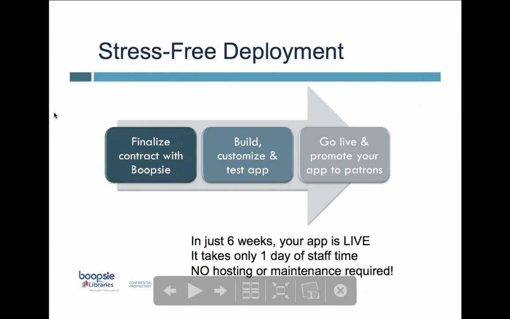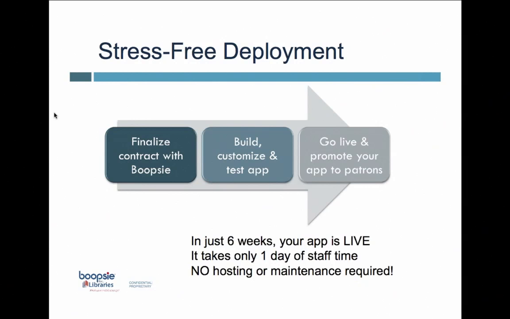A little bit about our deployment process. So once you finalize a contract with Boopsie, it typically takes me less than 1 business day to get a proposal out. So I'll just need to learn a little bit about your library, your full-time enrollment, a little bit about your budget cycle, your resource portfolio, and just a couple things like that related to your library's needs. Then I'll go ahead and draft up a proposal. You just need to sign that proposal and return it to us. We'll build, customize, and test your app, and then it will go live, and we'll help you promote your app to your students as well.